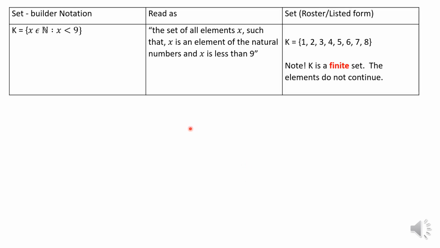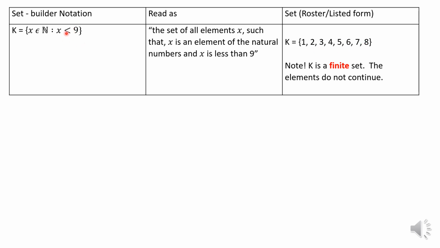Let's bring in another set builder notation, and then we find it in listed form what it will be. So I have set K, which is equal to x, such that x is an element of all natural numbers. Now natural numbers are like counting numbers 1, 2, 3, 4. These are natural numbers to you. But here's the thing, those numbers we're looking for should be less than 9. And we can actually list them. All counting numbers, all natural numbers less than 9 are from 1 up to 8, but 9 is not included.